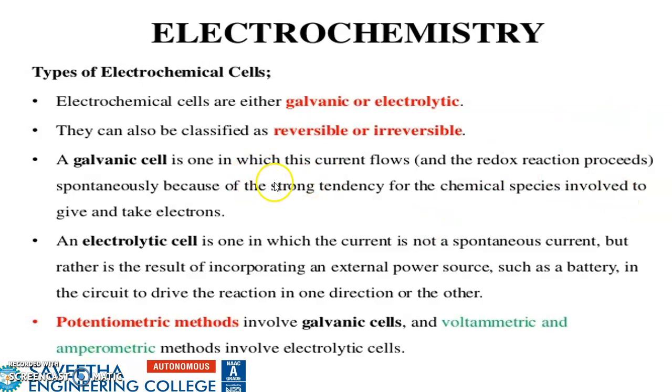A galvanic cell is the one in which the current flows and the redox reaction proceeds spontaneously because of the strong tendency for the chemical species involved to give and take electrons. Whereas an electrolytic cell is one in which the current is not spontaneous, but rather is the result of incorporating an external power source such as a battery in the circuit to drive the reaction in one direction or the other. So in a galvanic cell, chemical energy is converted into electrical energy, whereas in an electrolytic cell, electrical energy is converted into chemical energy. Potentiometric methods involve galvanic cells, and voltammetric and amperometric methods involve electrolytic cells.